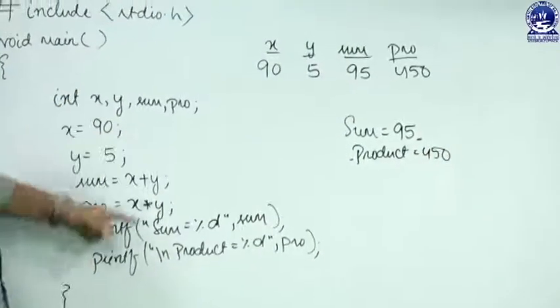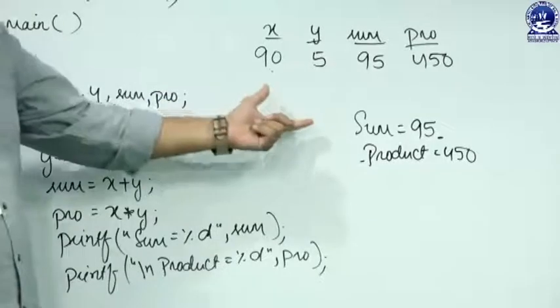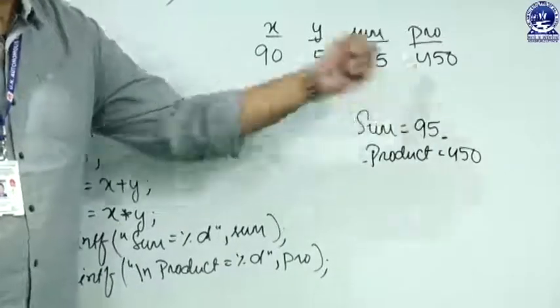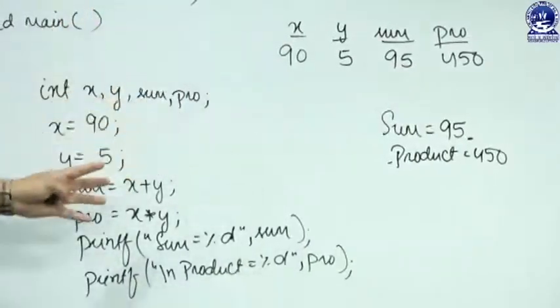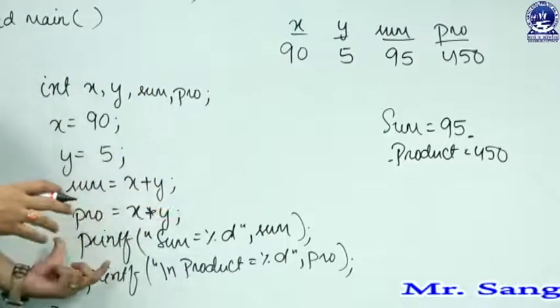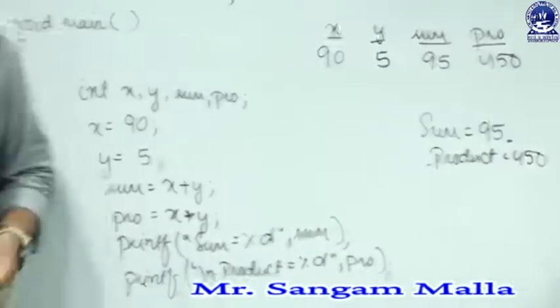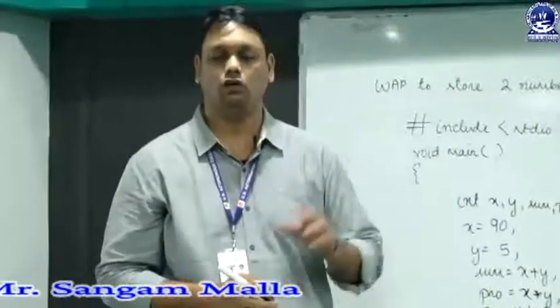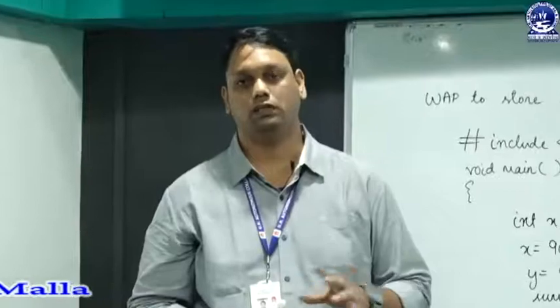So, this is the program to store two numbers and display their sum and product. In this program we have discussed all the control string of printf function. These are all about the printf functions and all the categories of printf functions and control string.